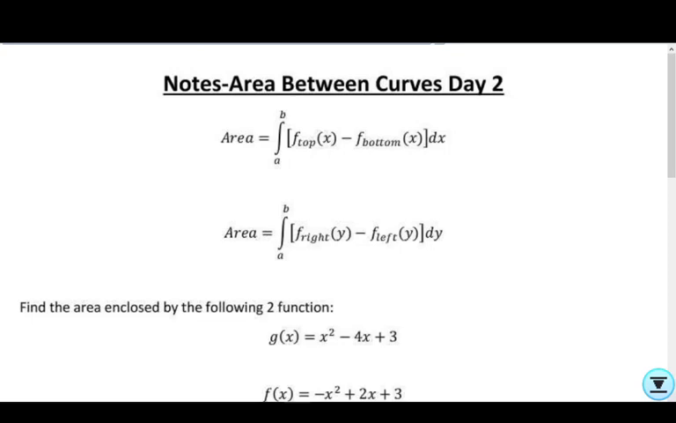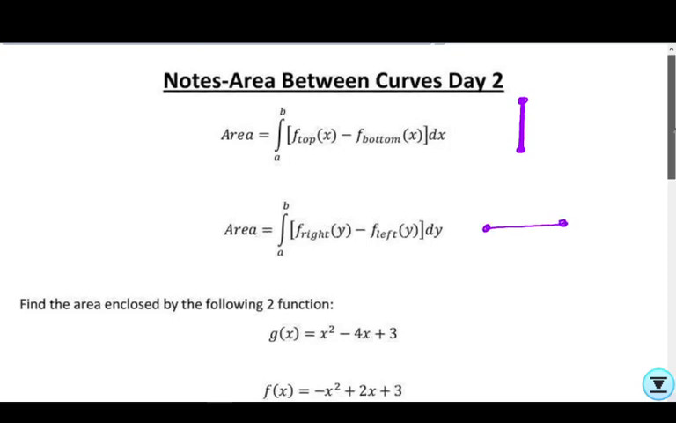Okay, so today is day 2 of area between curves. So again, I've put the two equations here. This is the area if you're doing vertical strips, when your two functions intersect and you draw strips perpendicular to the x-axis, and this one is for horizontal, perpendicular to the y-axis, okay?